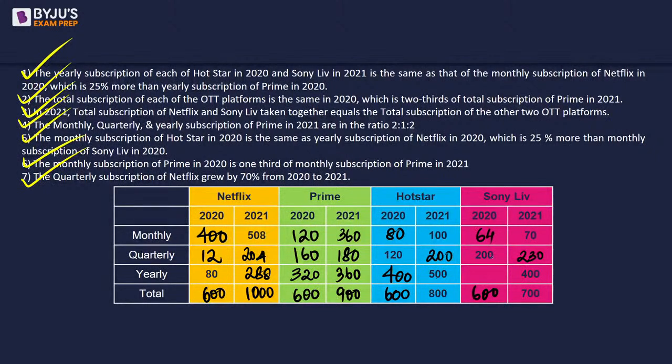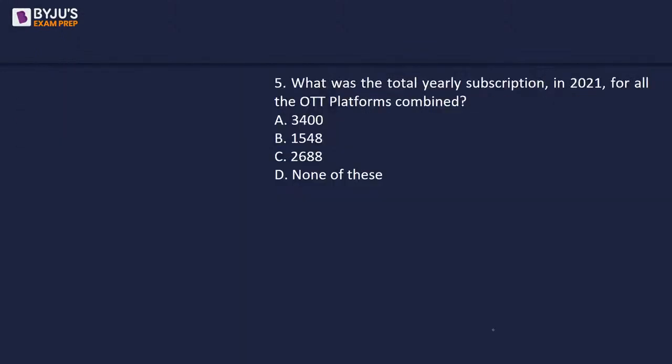Okay, Sony Live overall this is 264. We need 600, so this is 336. So all the values are filled out. Once that is known, we can go ahead and solve the values.